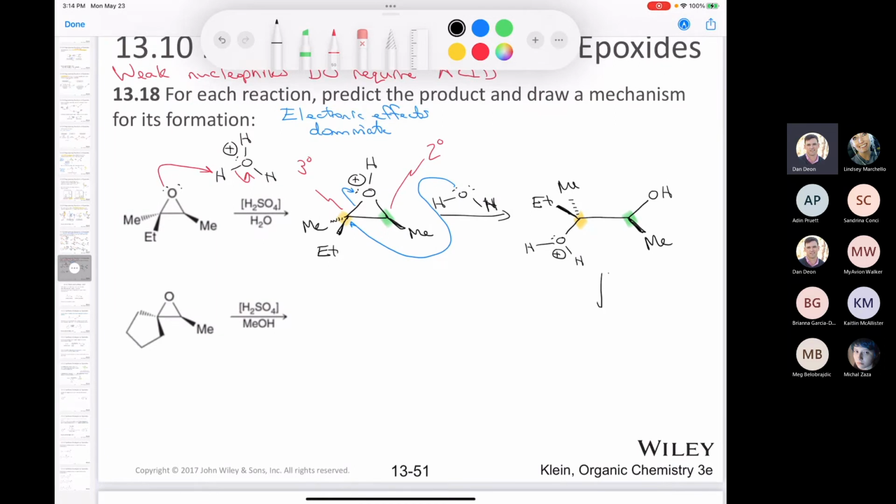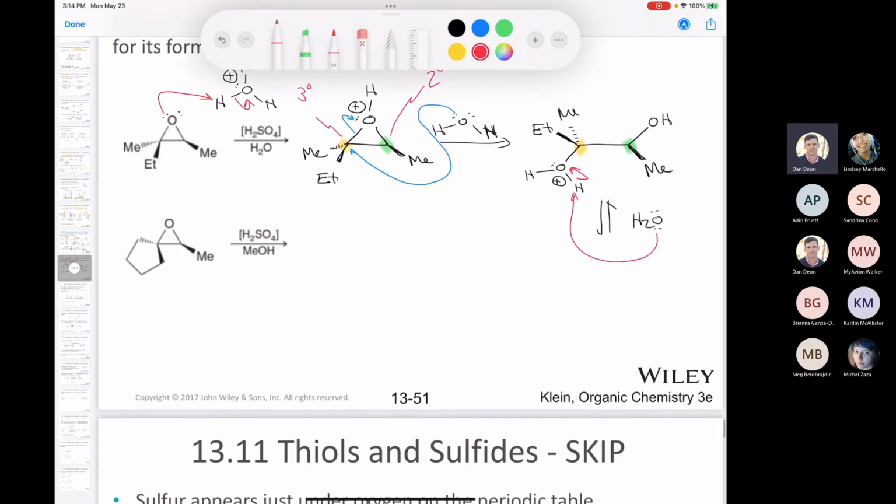So in the last step, water is going to behave as a base, and that base is going to pull a proton off of here like that, and that's going to give you your final product. So just redrawing the whole darn thing here.